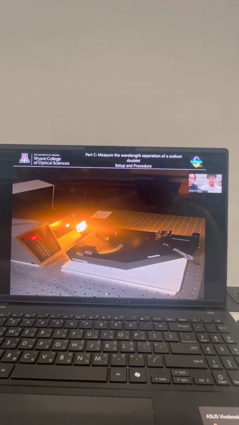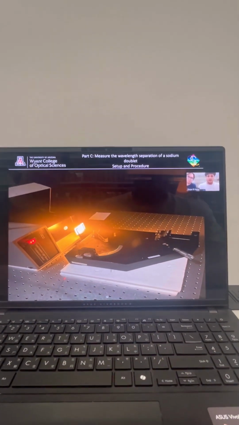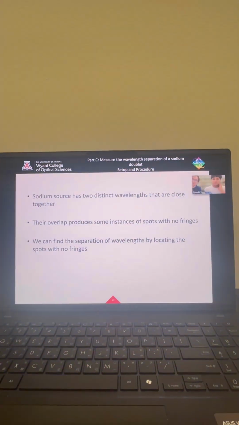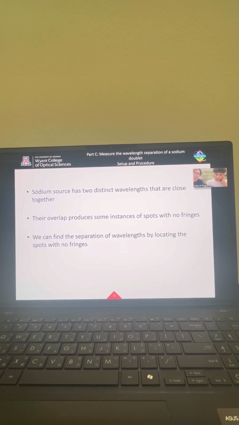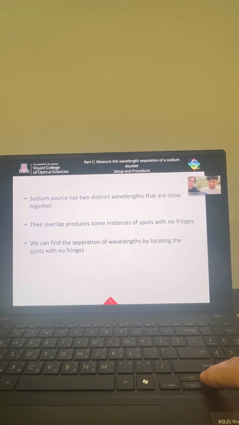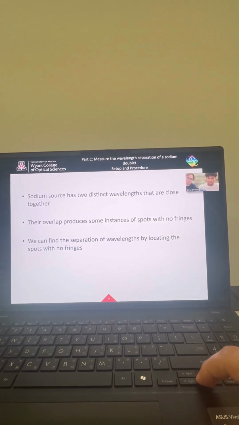So this is the setup for Part C with a diffuse light and the same mirror and the same beam splitter. So for Part C, the sodium source has 2 distinct wavelengths that are close together but not exactly the same, and their overlap produces some instances of spots with no fringes on the micrometer, also known as nulls. We can find the separation of the 2 wavelengths by locating these spots.